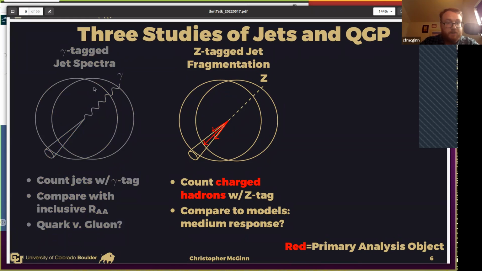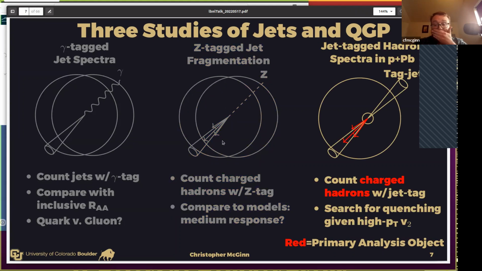Here, it's very similar. We have an electroweak boson that tags the initial hard scattering, lacking color charge, so it doesn't interact with the QGP. And we're just going to look opposite in hemisphere for its balancing color-charge-carrying jet, and count the hadrons associated with this final state jet. This is going to give us something to compare to the models and make some concrete statements about medium response, by looking at the charged hadron collection associated with the jet opposite the Z and comparing to models.